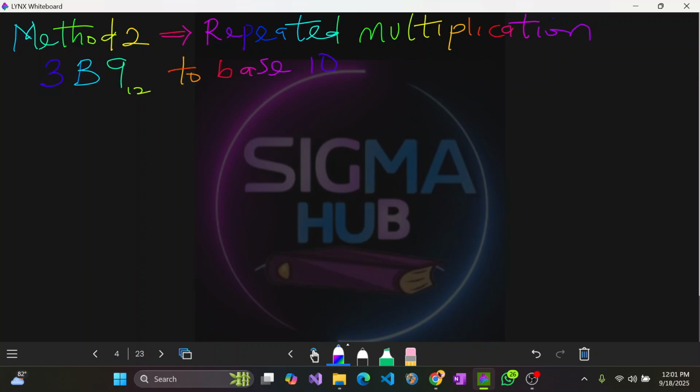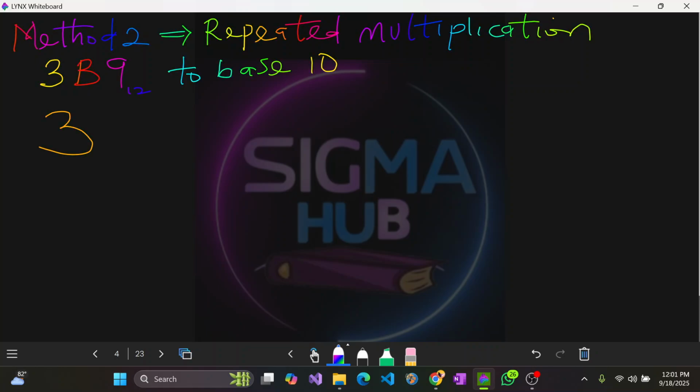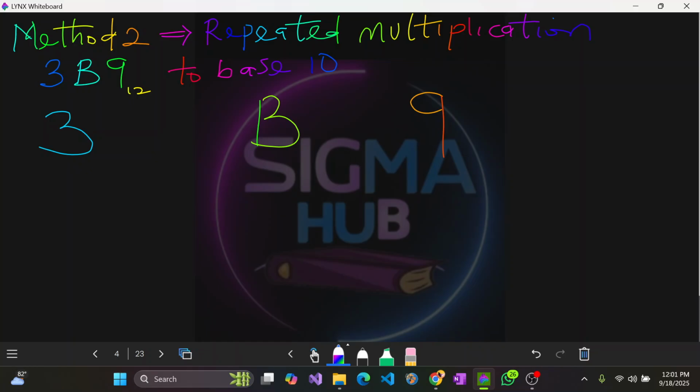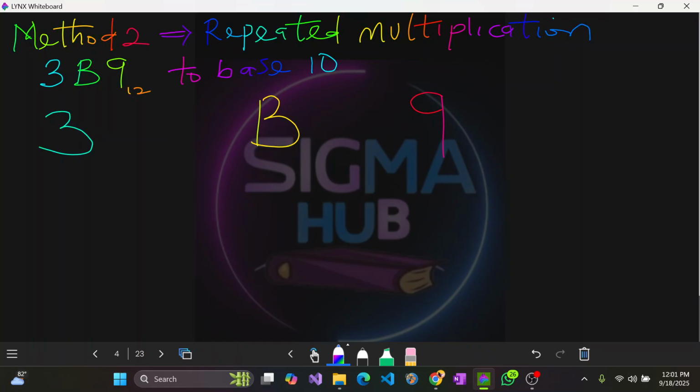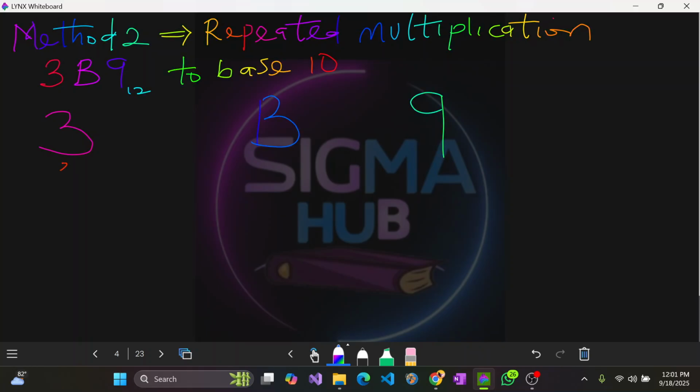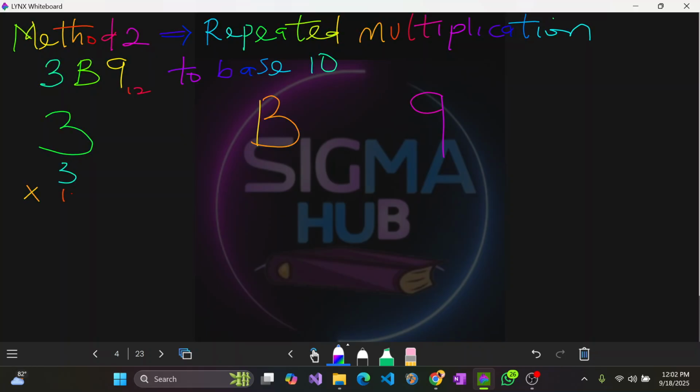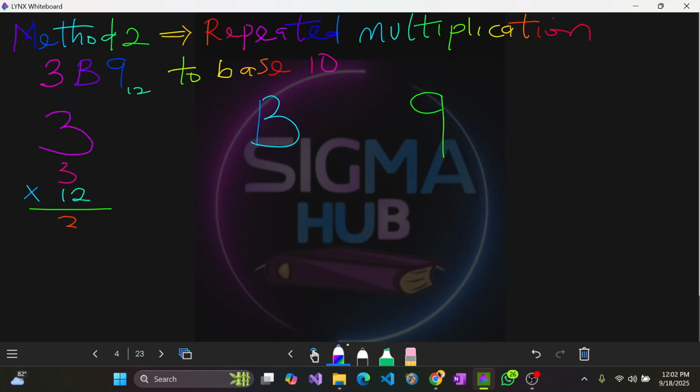Of course, like I told you in the first example, we have 3, then we have b, then we have 9. 3b9. So the first thing is we multiply the first number, which is 3, by the base given to us. So that's 3 times 12, which will result in 36.